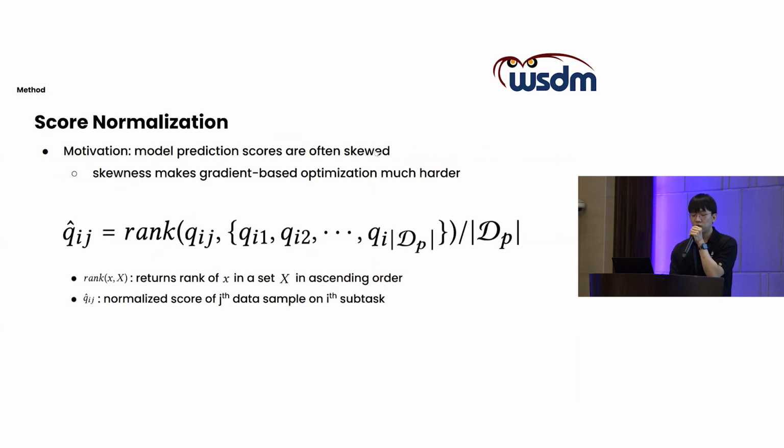Here, normalized score Q hat is defined as the rank of the score divided by the total number of data samples.